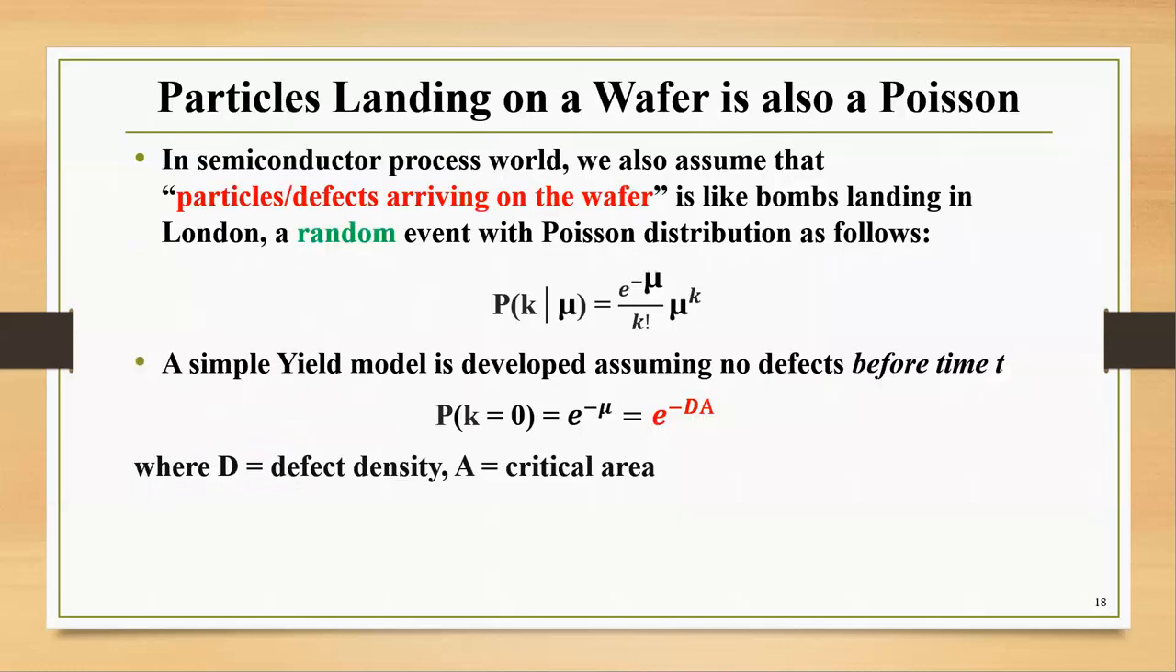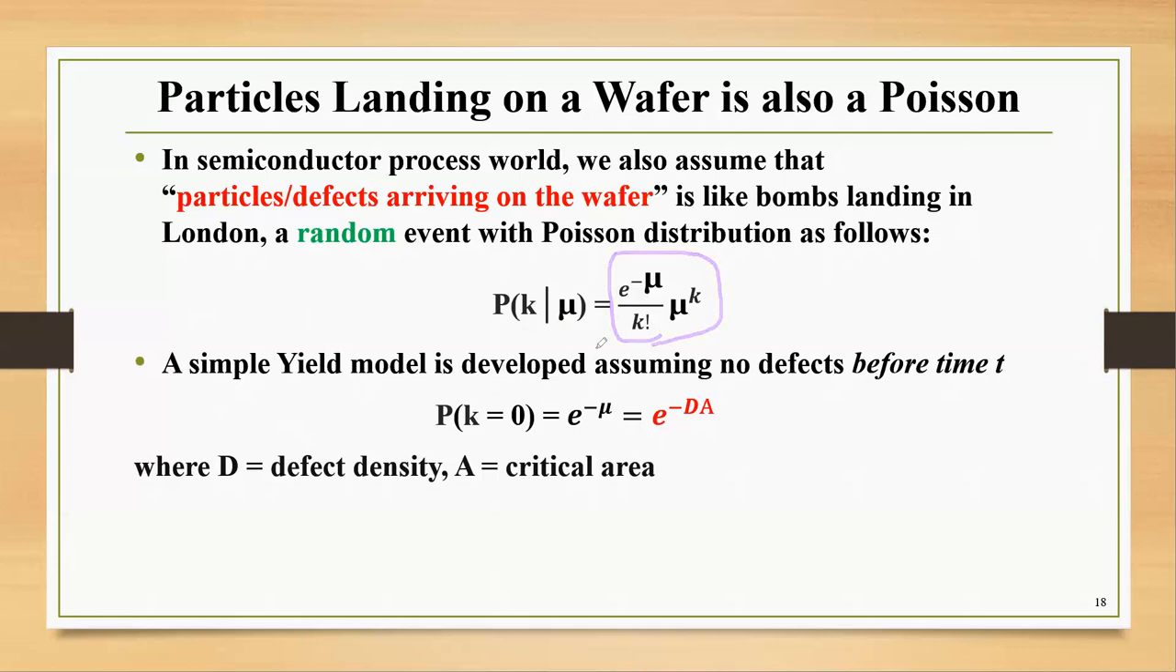Now let's go back to particles landing on a wafer. The title says it's also Poisson. That's how we assume, right? It's just like bombs landing in London. We don't know where it comes from, but we do know one particle landing on a wafer is random, and we roughly know the average number. That's what we're going to predict in the future, right? But we assume it's a constant. And so we now know that the particle distribution will follow this mathematical formula, which is the Poisson distribution with a k value and the mu value, like this.